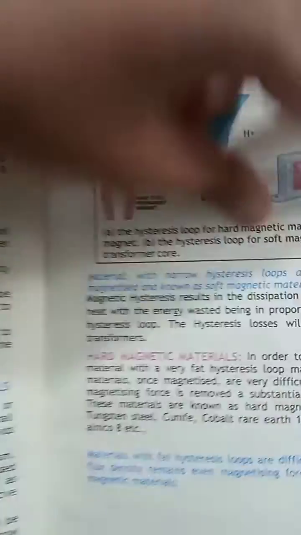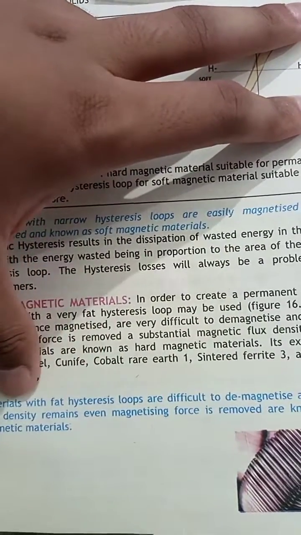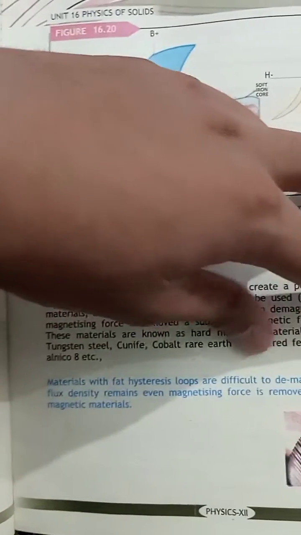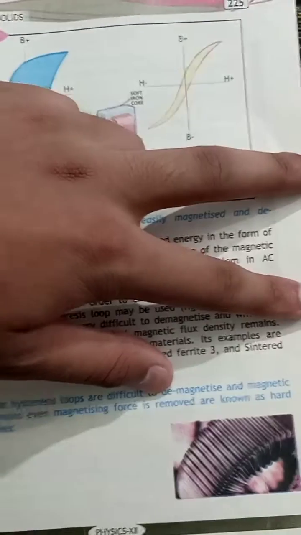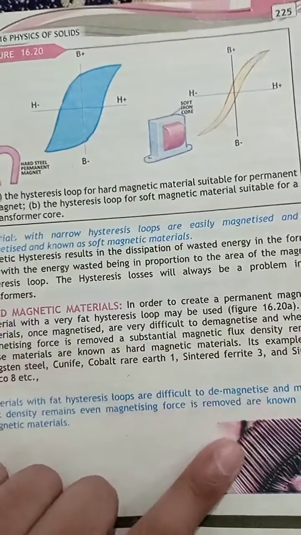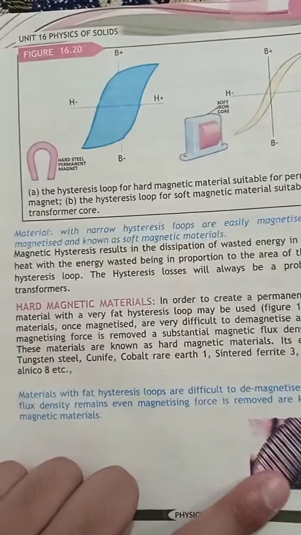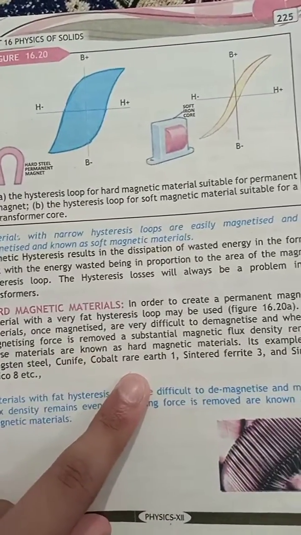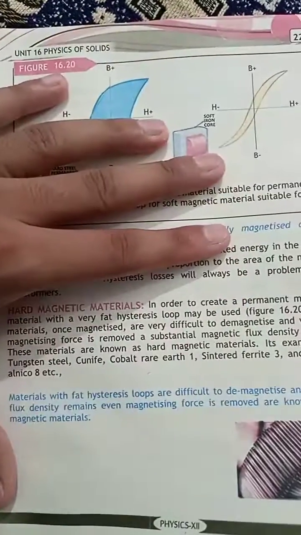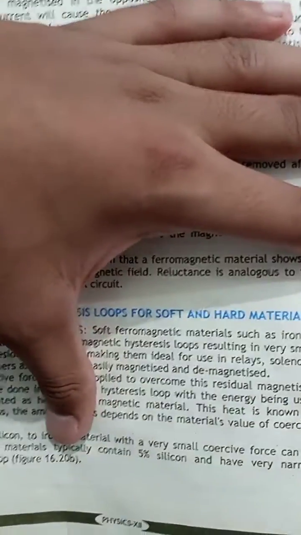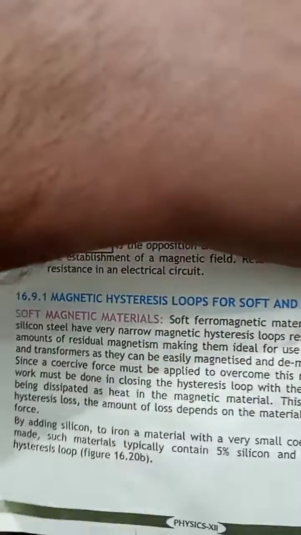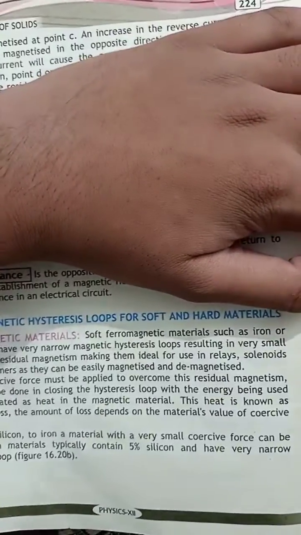Hard magnetic materials are materials which are difficult to demagnetize. They are easy to magnetize, but difficult to demagnetize, and the magnetic flux density remains even when the magnetizing force is removed. These are known as hard materials, and examples are cobalt, tungsten, and steel. Examples of soft materials are iron and silicon iron.